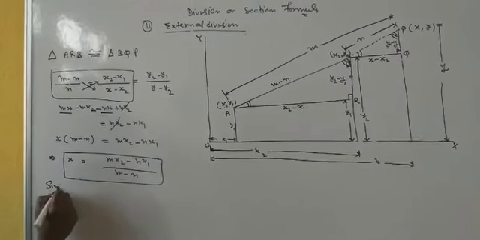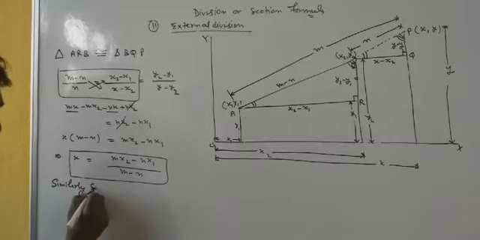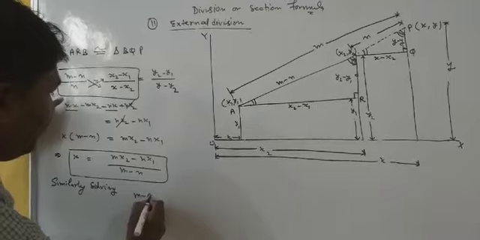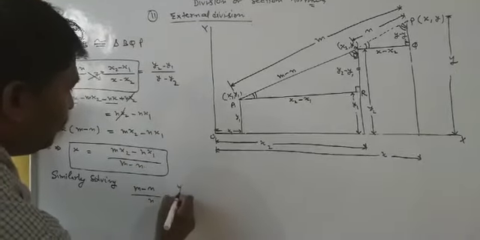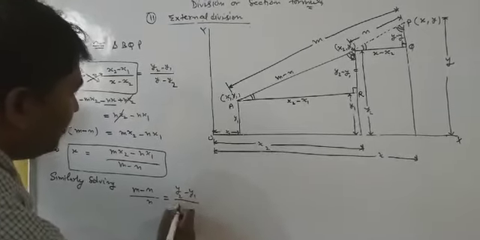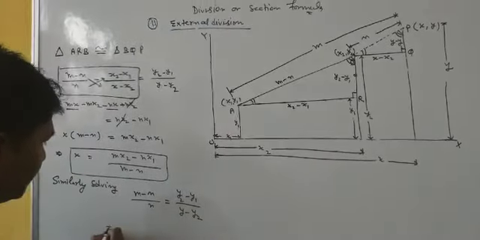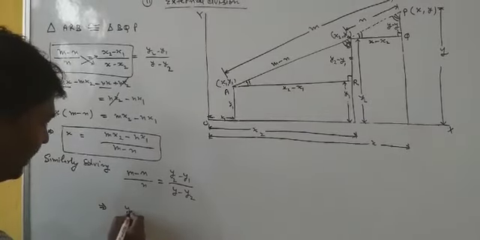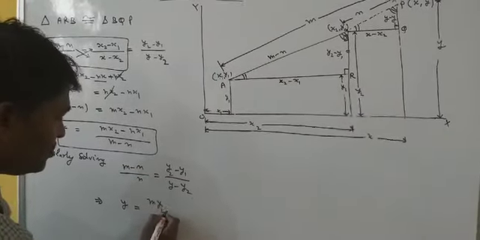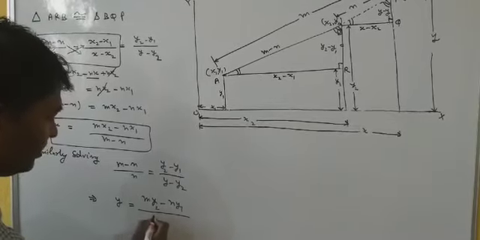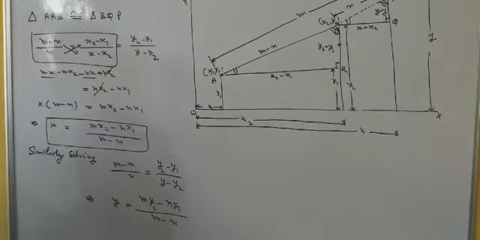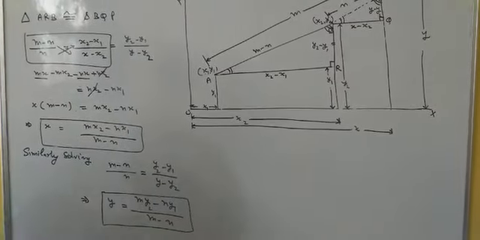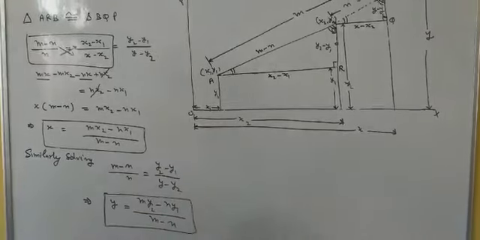Similarly, solving another pair like m minus n upon n is equal to y2 minus y1 upon y minus y2. What we get? Similarly, by cross multiplication, if you will solve for y, then you will get y is equal to my2 minus ny1 upon m minus n, right? Upon m minus n.